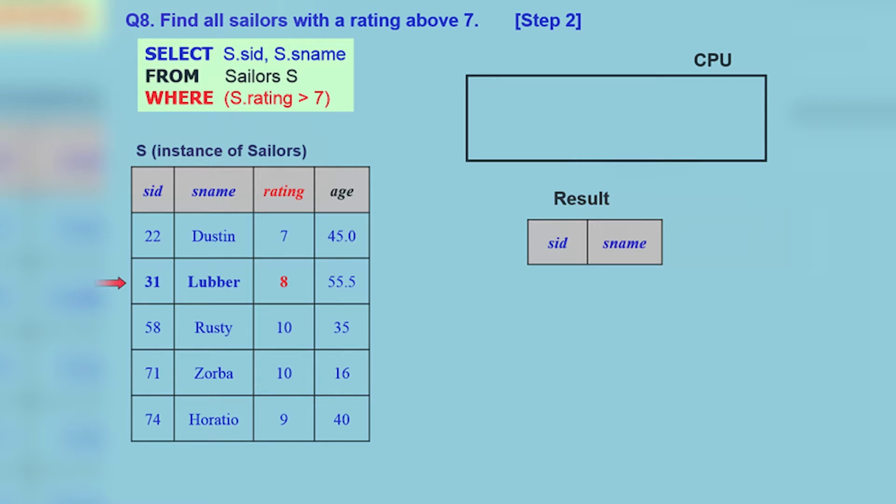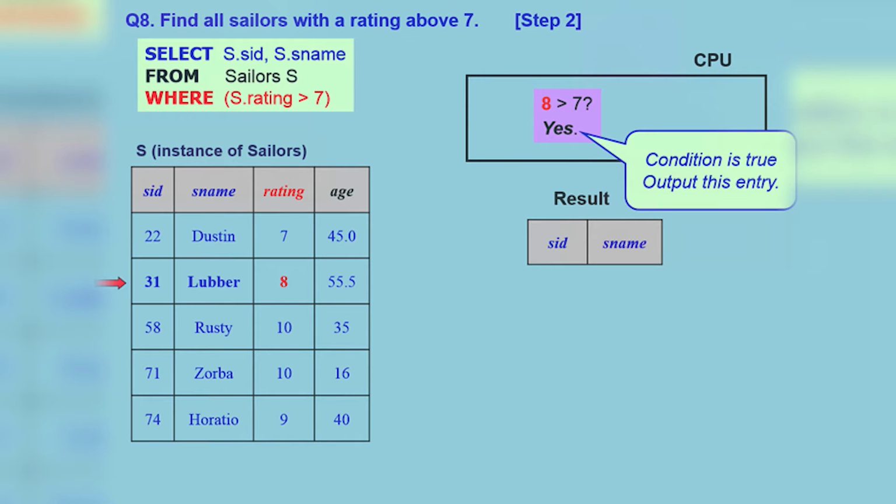Step 2. Laba, and his rating is 8. Is 8 greater than 7? Yes. Condition is true. Output this entry. Let's add Laba to our result table with his ID.